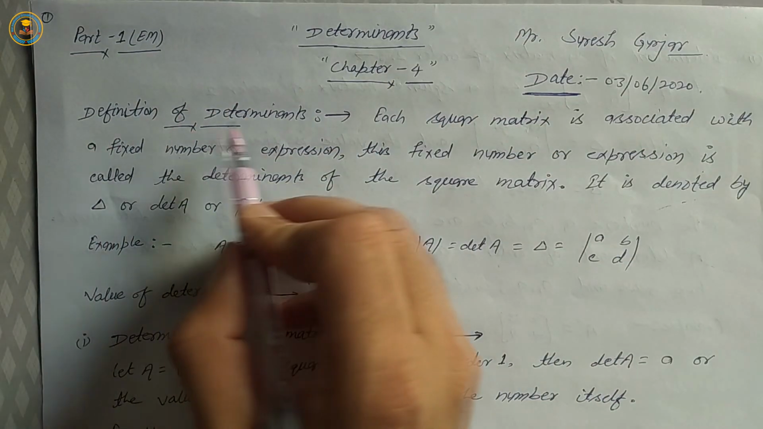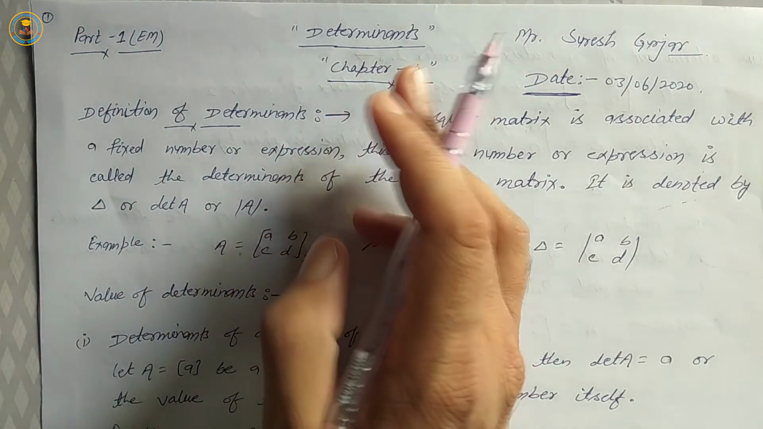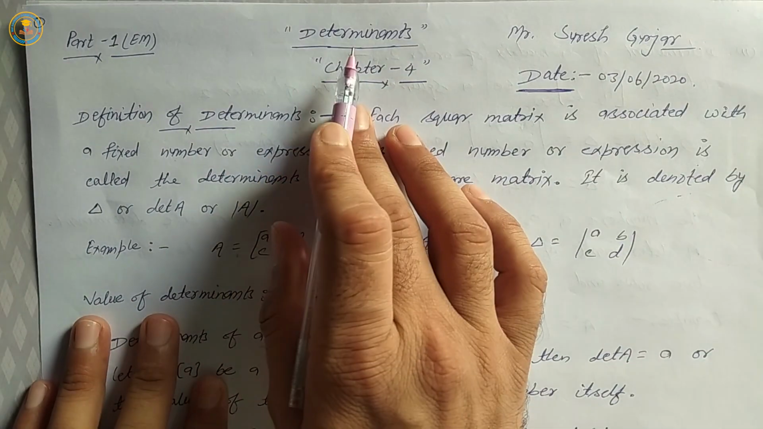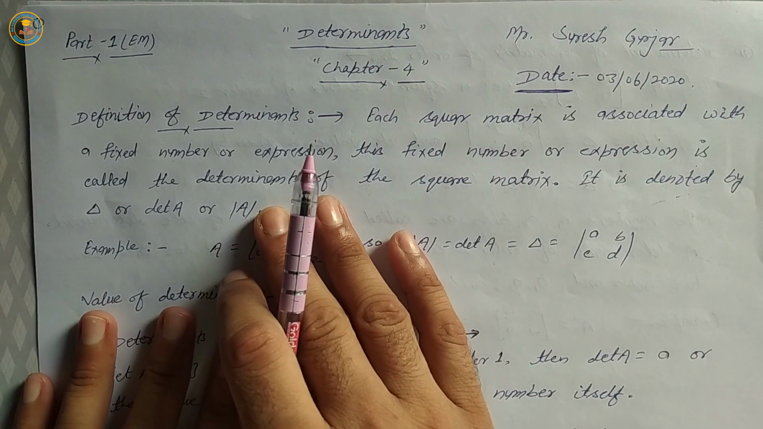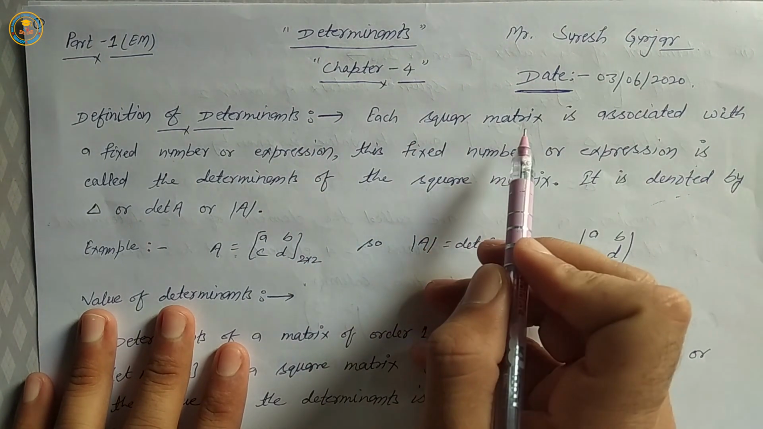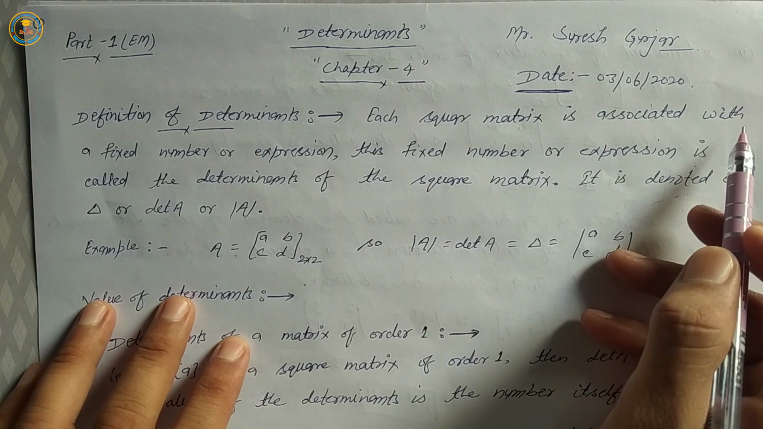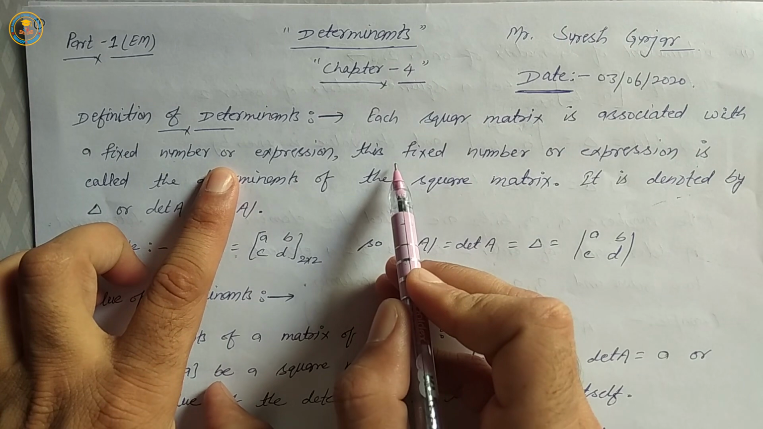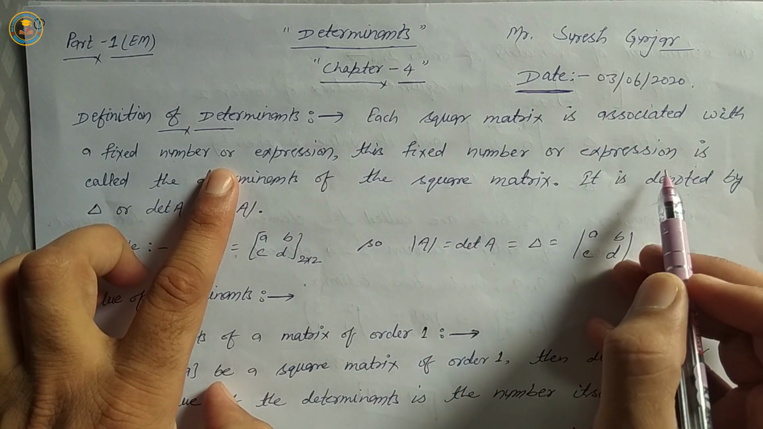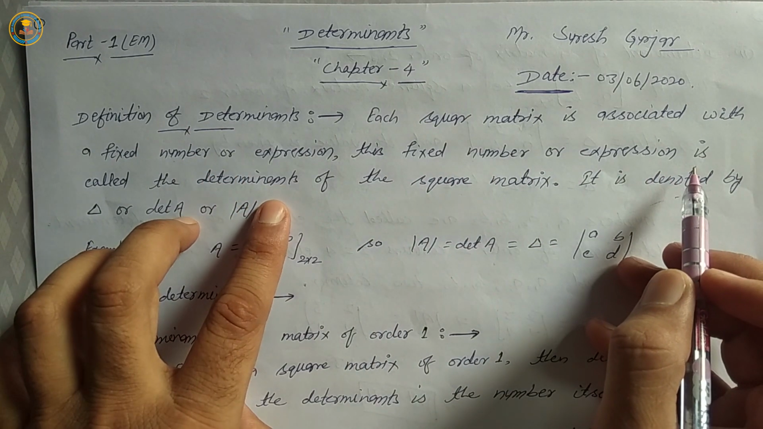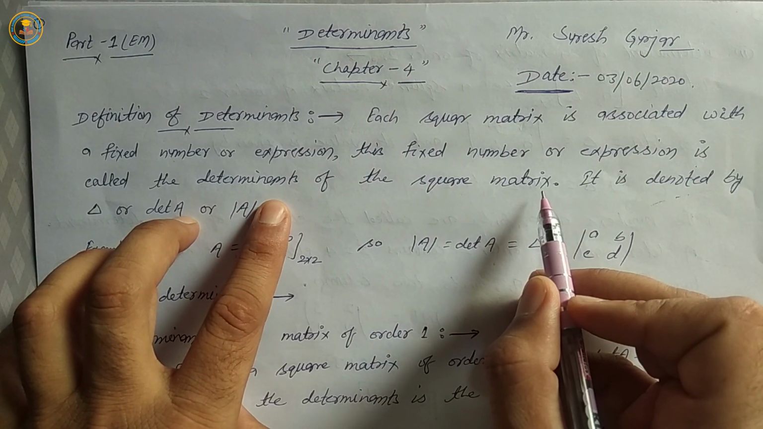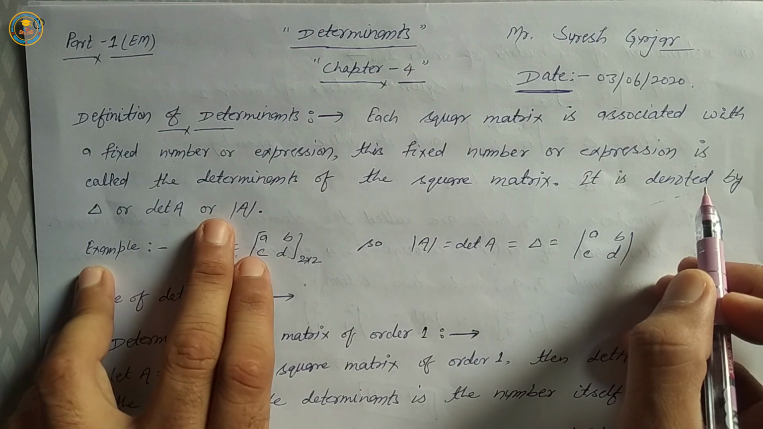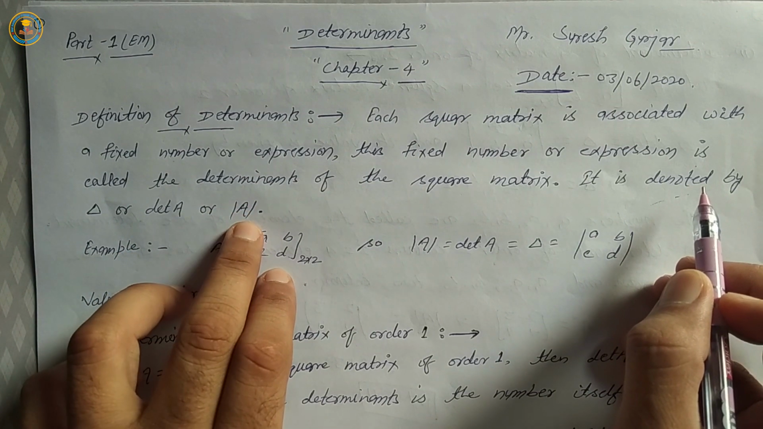Today we will read about determinants, the definition of determinants, denoted by determinants. Let's start with the definition. Each square matrix is associated with a fixed number or expansion. This fixed number or expansion is called the determinant of the square matrix. It is denoted by delta, det of A, or determinant of A.